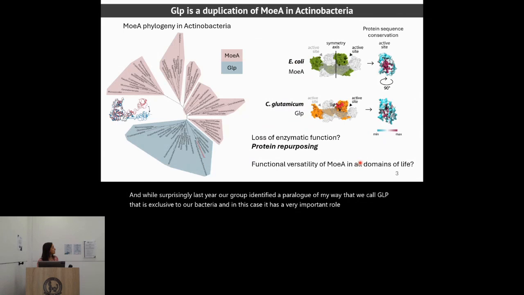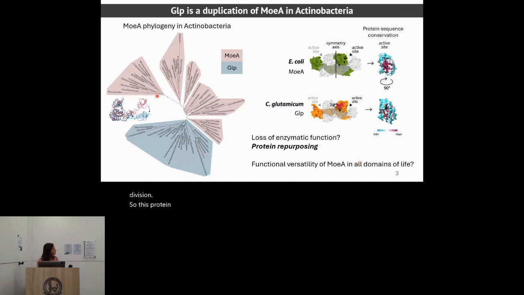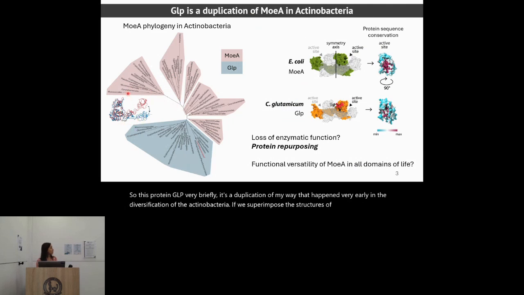This protein GLP, very briefly, is a duplication of MoeA that happened very early in the diversification of the actinobacteria. If we superimpose the structures of both MoeA and GLP, we see that they overlap extremely well, except for the angle between the domains that differs. If we look at the catalytically active MoeA, for example, the one present in E. coli, we see that the functional unit is a dimer that is symmetric, so it has two active sites indicated here.